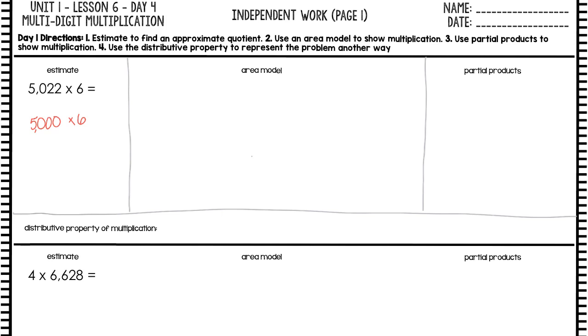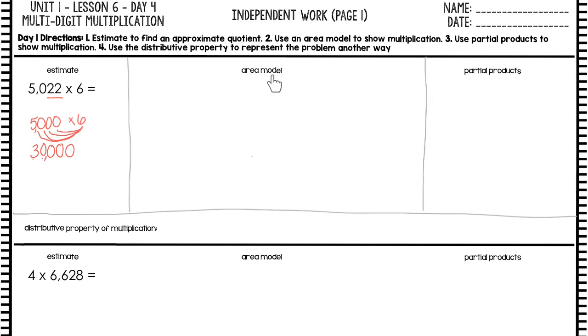Well, because I know 6 times 0 is 0, my 0 goes in the ones place. Then 6 times 0 is 0. That goes in the tens place. 6 times 0 is 0. That goes in the hundreds place. And 6 times 5 is 30. It's going to go in the thousands and the 10,000s place. So my answer should be about 30,000. Probably a little bit more because 5,022 is a little bit more than just 5,000.